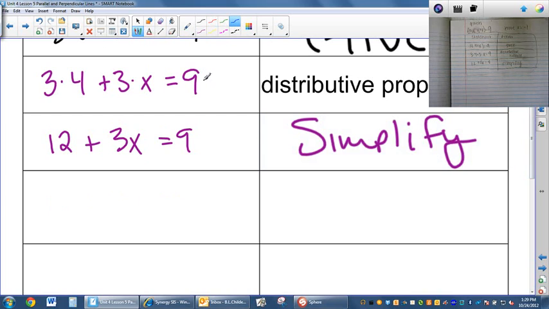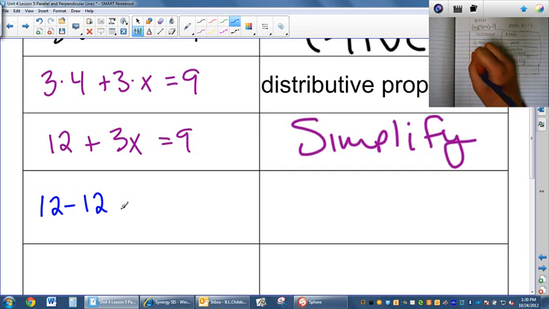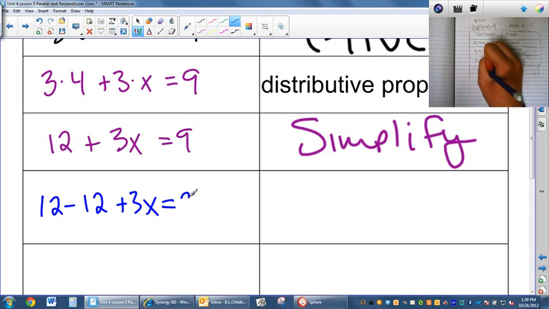All right. What could my next statement be? What would be the next thing we need to do? Sasha, what's the next thing I need to do? I'm trying to solve for x. Subtract what? What do you do? Thank you. So you get 12 minus 12 plus 3x equals 9 minus 12.